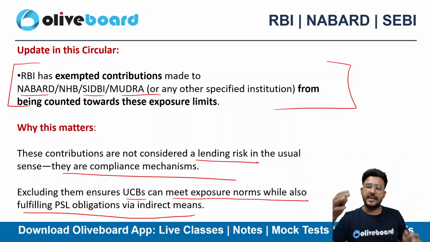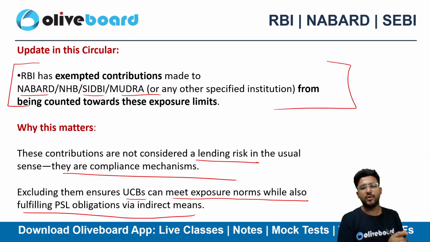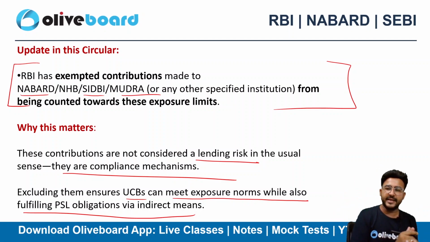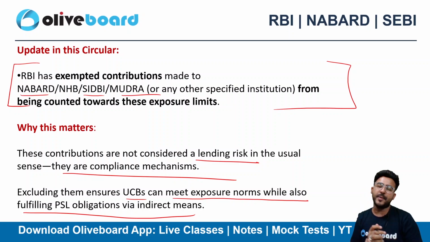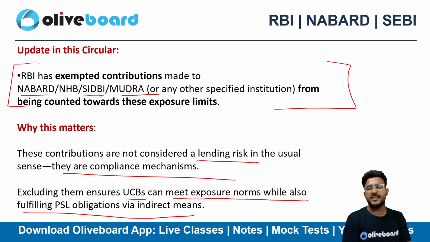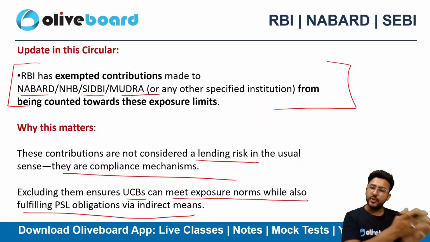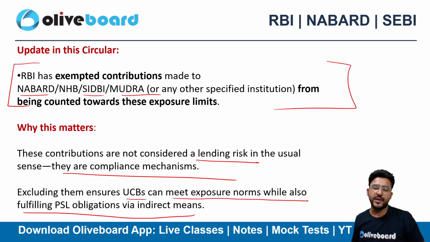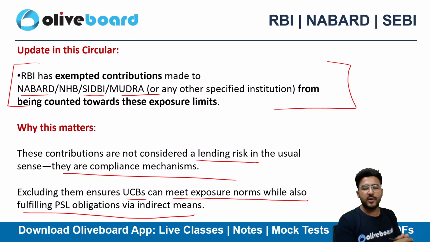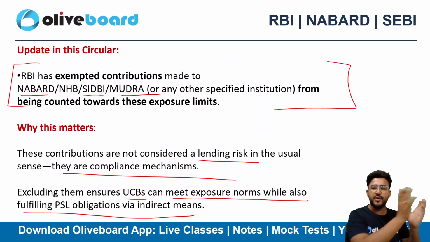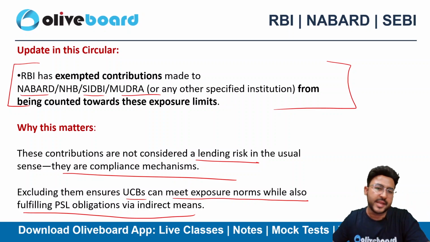Now suppose UCBs fail to meet the PSL targets and wish to contribute to these institutions. However, there was an earlier limit of 15% for a single borrower and 25% for group entities. So RBI has relaxed that: if you are contributing to these institutions, you don't have to follow that limit. The contribution you invest in these institutions will not be counted in that limit.